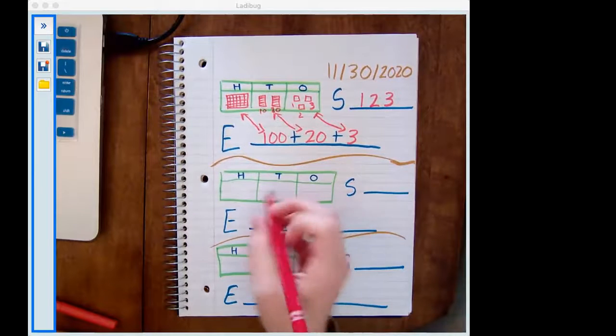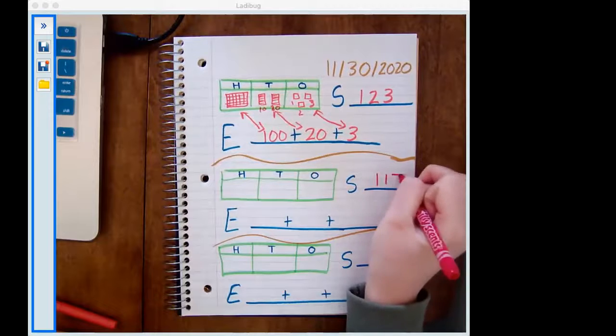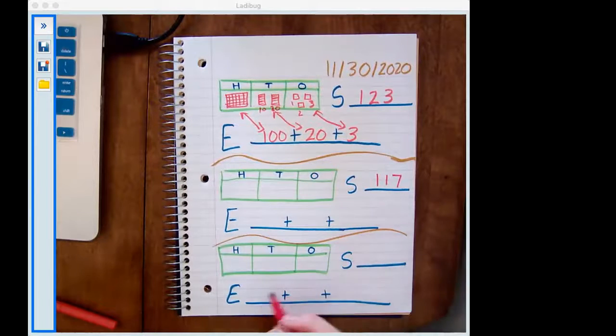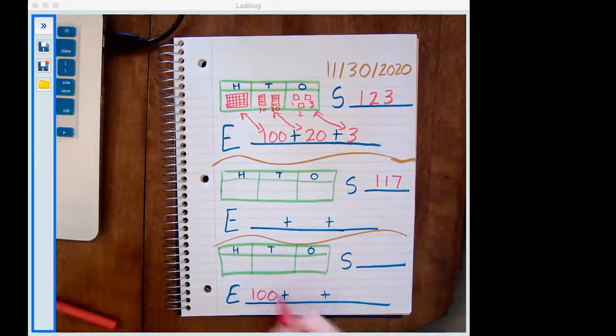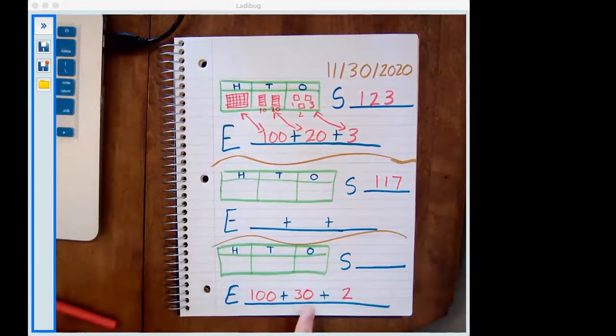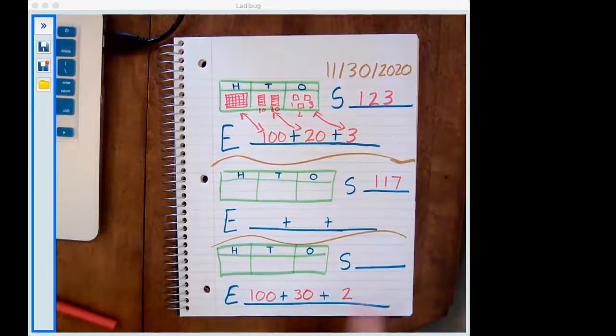So let's do 117, and let's do 132. I know that's going a little bit above and beyond the numbers kids need to count up to, but it's good practice nonetheless for writing.